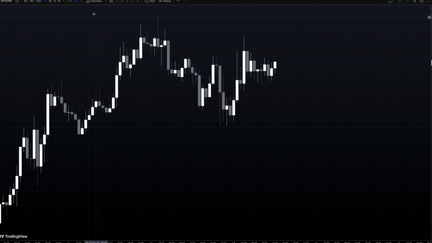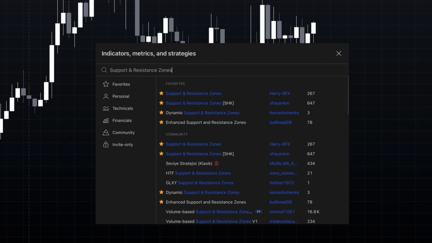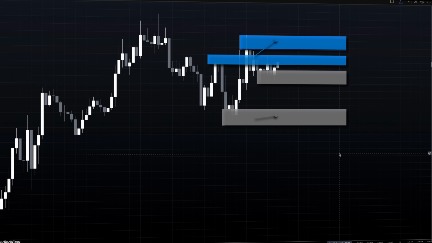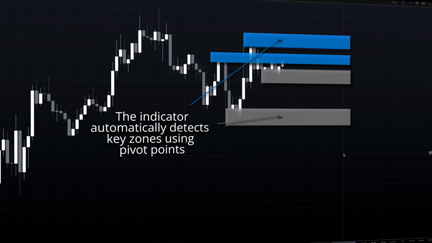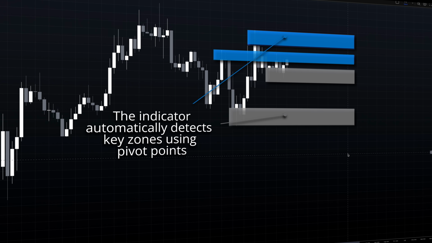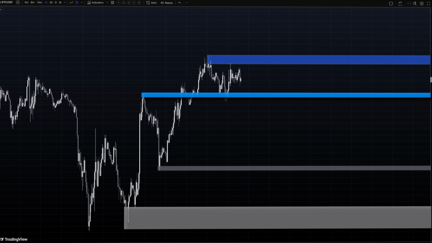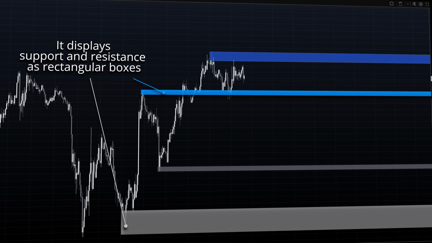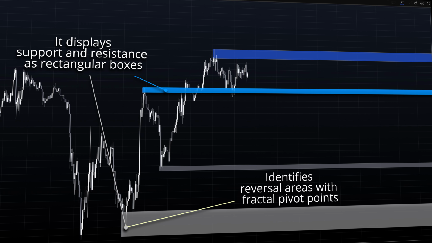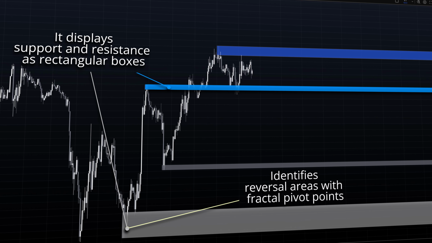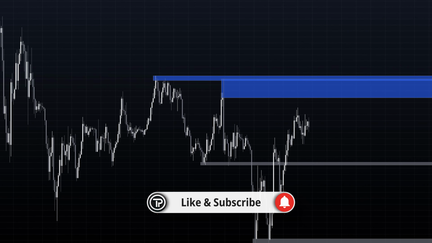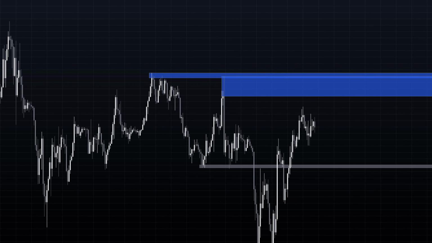The Support and Resistance Zones by Harry 8FX identifies key price levels where market activity has historically shown significant reaction. It automatically detects and visually marks support and resistance zones using pivot point analysis of the price structure. The indicator creates rectangular boxes extending horizontally from identified fractal pivot points, clearly highlighting areas where price may potentially reverse or consolidate. In upcoming videos, we'll review a complete strategy featuring this indicator and others mentioned here, so stay tuned.